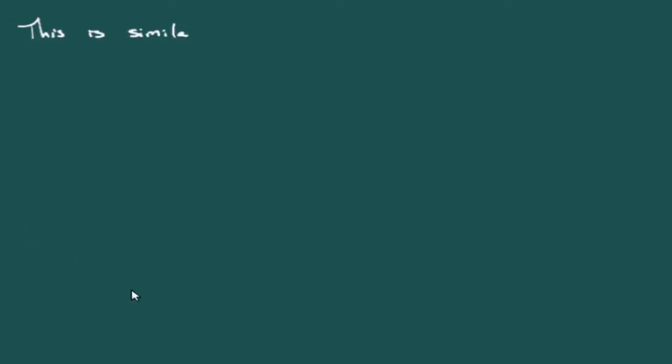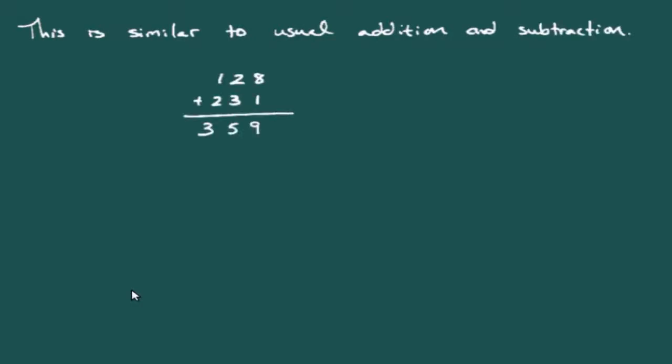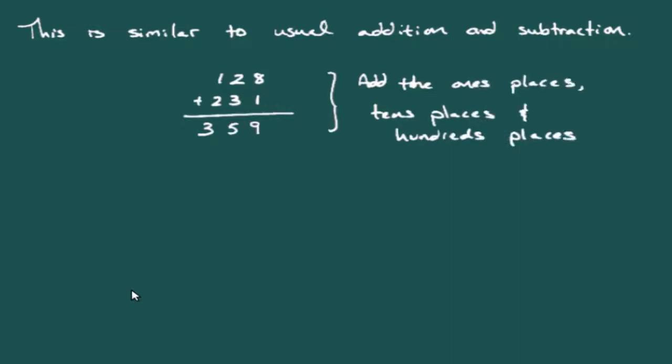Now really what this is similar to is the usual addition and subtraction that we may have been used to from arithmetic. Suppose we have something like 128 plus 231. Well, if we add those together, 8 and 1 gives us 9, 2 plus 3 gives us 5, 1 plus 2 gives us 3. In doing that, our traditional algorithm is that we add the ones places, we add the numbers in the tens places, and we add the numbers in the hundreds places.